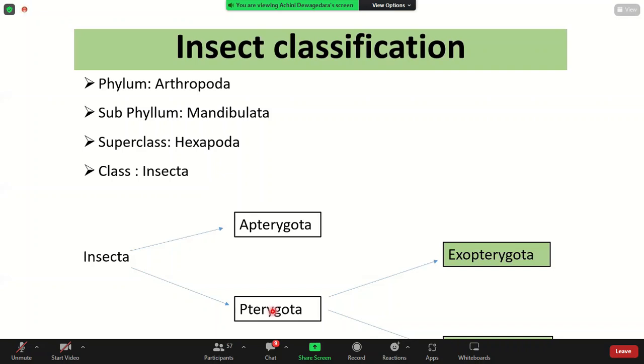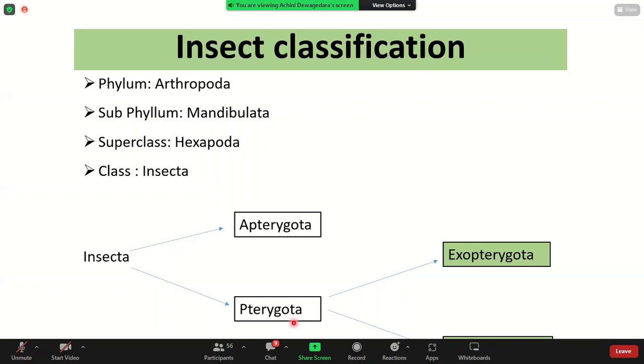So apterygota means insects with wings, and pterygota means, did I miss it? What is apterygota then? Wingless, with wings. A means negative, meaning not present. Apterygota means no wings. Pterygota means with wings. Right? So that is the first classification.